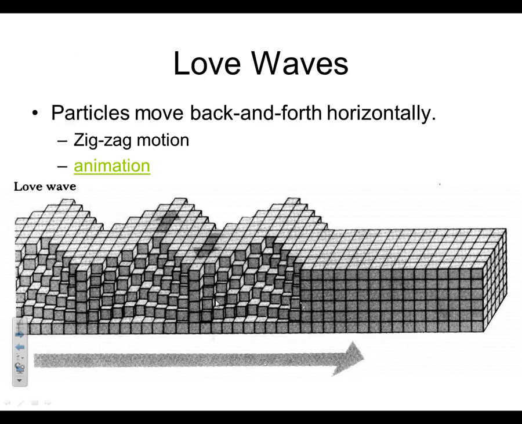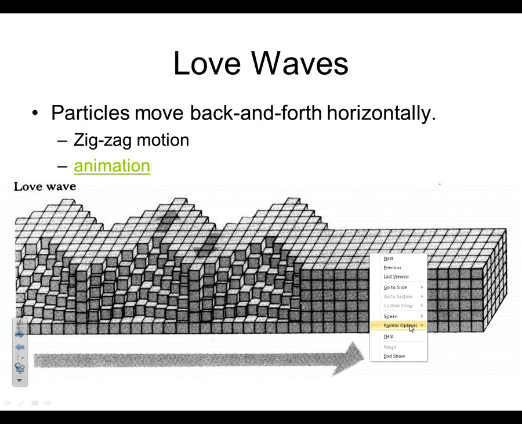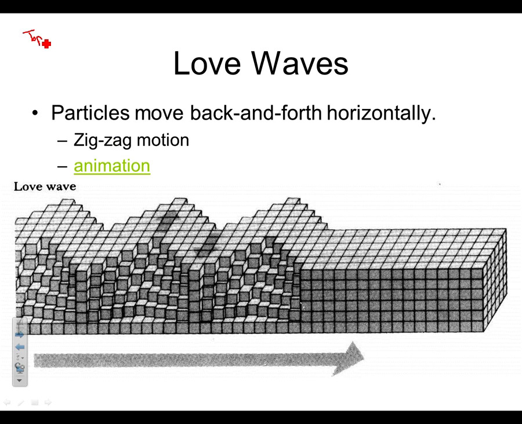Second type are love waves. In the love waves, the particles move back and forth horizontally in a zigzag motion. So you see in this picture, if you wanted to draw a picture, I guess you could. Not too much to draw, like a top view. And kind of what you'd see is the ground moving back and forth, kind of in a zigzag motion.